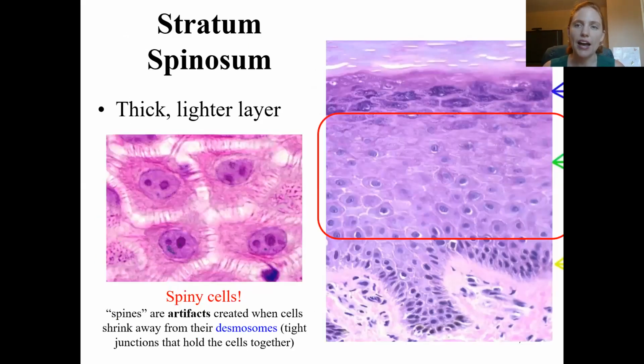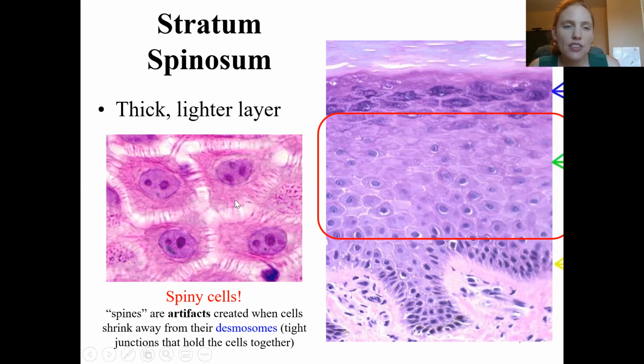The next one up from that, so it's more superficial, we're going to have the stratum spinosum. And the key to understanding the name for this layer is to understand the backstory of where it comes from. If you take a section of the skin, a tiny biopsy, and you put it onto a slide, and you prepare that slide and make a slide from that tissue, what happens to the cells is that they're going to kind of shrink away from each other a little bit. And that's pretty normal when you're making a tissue.